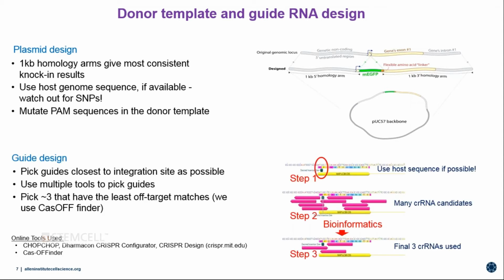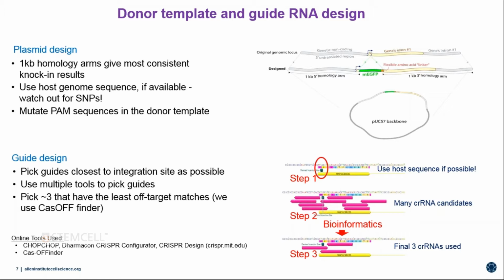Guide design. There are lots of ways to do this. There's no one way in particular that seems to work better than another way. This is just the way we do it. So we pick guides as close to the integration site as possible. Within 10 base pairs is ideal, although in some cases we have found further away works just as well.